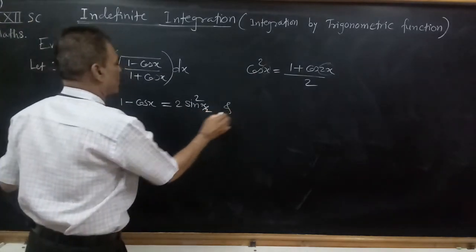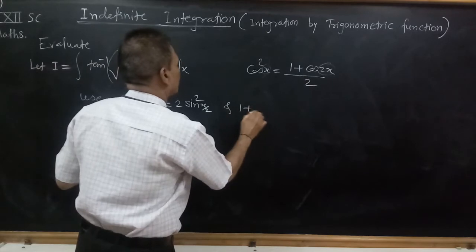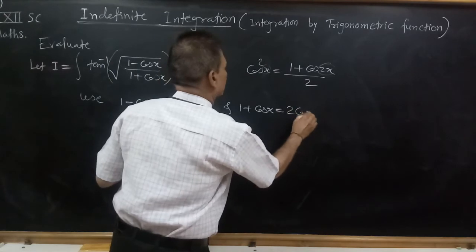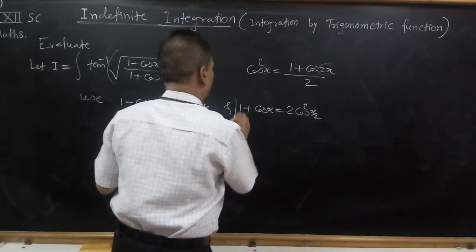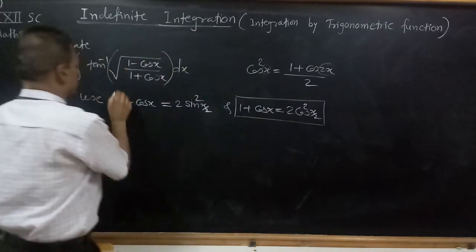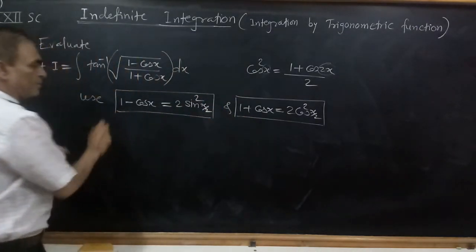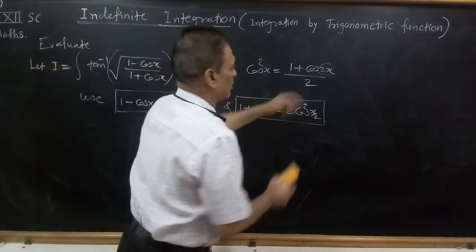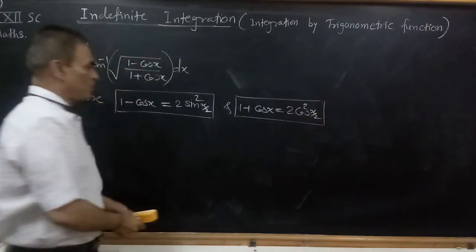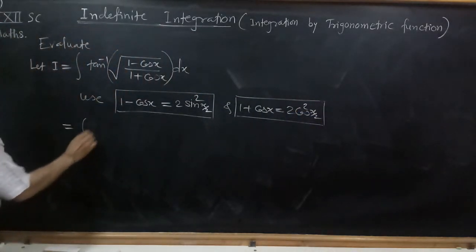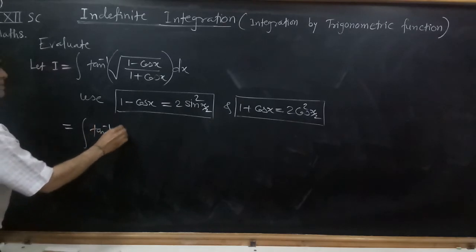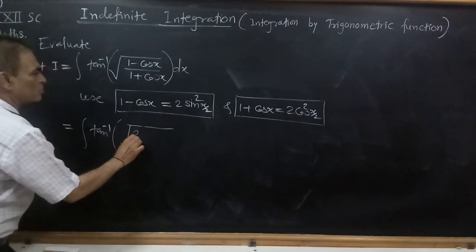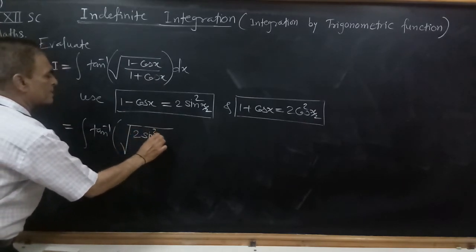And one more formula, 1 plus cos x is equal to 2 times cos square x by 2. Remember these two formulas. Half angle formulas are there. Use these two half angle formulas. This is the double angle formula. And these are the half angle formulas. Okay. Means whatever, integration of tan inverse of under root 1 minus cos x means 2 times sin square x by 2.